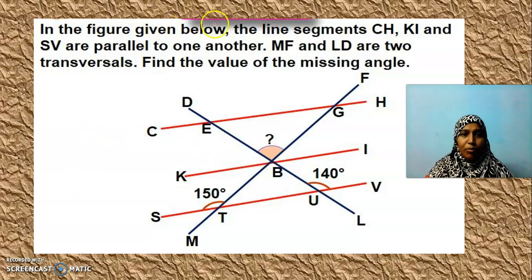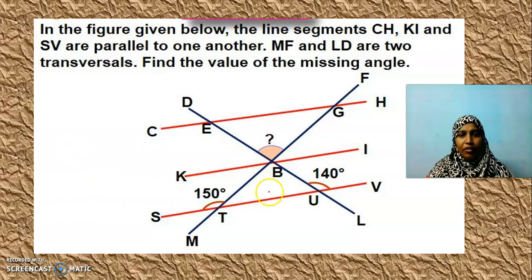In the figure given below, the line segments CH, KI and SV. CH, KI, SV. All these three are parallel to one another. MF and LD are transversals. Find the value of the missing angle. This is what I have to find. Okay. How to find it?